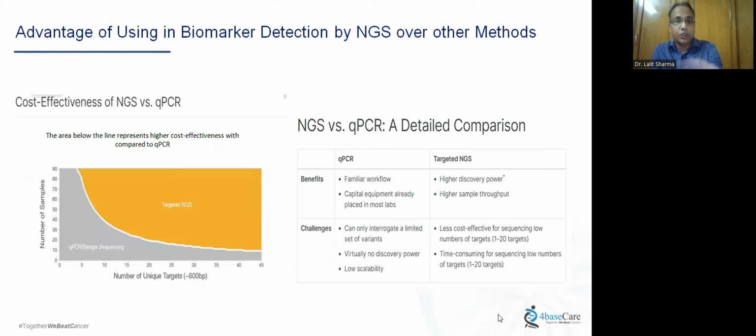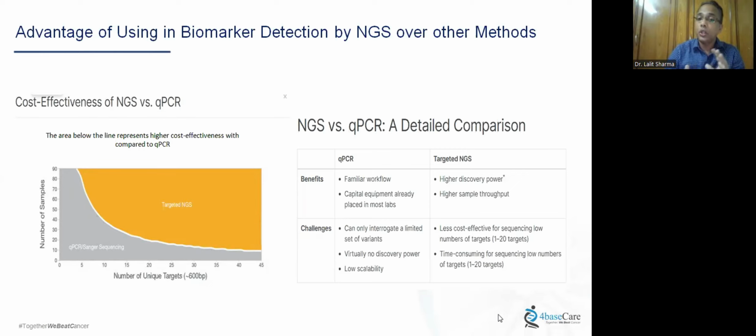So if we talk about the close contender, that is Sanger sequencing or quantitative PCR, the benefit with PCR is that it is a very familiar workflow. We have been using it for long now as compared to NGS, and the capital equipment is already placed in most of the labs. Whereas NGS is basically a growing, evolving concept, and the initial establishing costs are quite high.